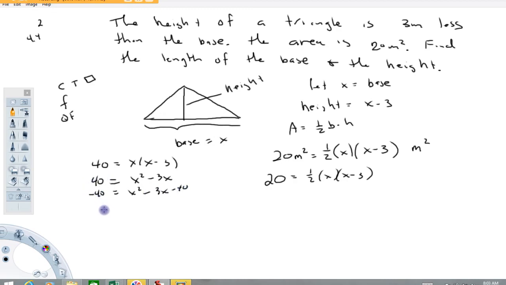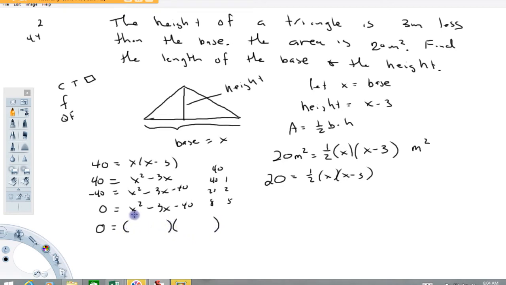This is now 0 equals x squared minus 3x minus 40. Now I'm going to take a moment and see if I can factor it. I'll think about that 40. Factors of 40: 40 and 1, 20 and 2, 8 and 5. I notice 8 and 5 differ by 3, and that's kind of curious. So I'm guessing this is probably going to factor. So instead of using the quadratic formula, let's try to factor it.